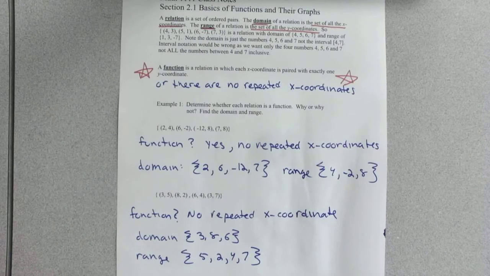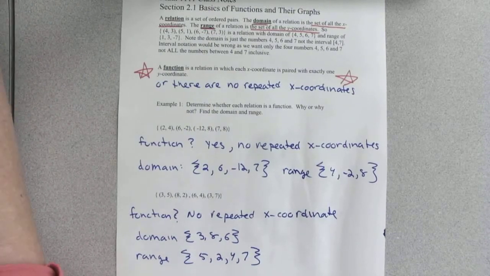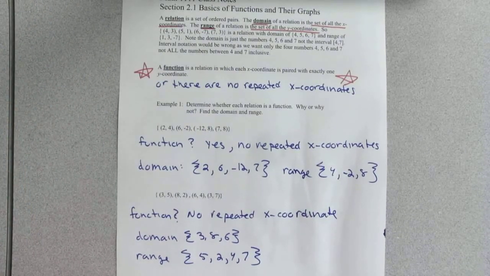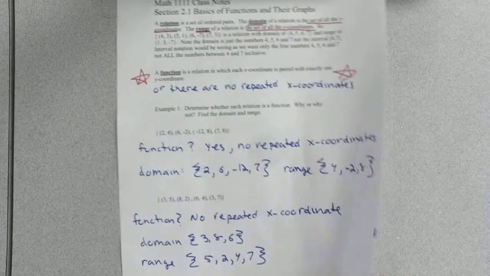But the big things on this first page is functions. One x goes to one y. One x goes in, one y comes out. Each x is paired to a single y. Domain, the set of your x coordinates. Range, the set of your y coordinates. Okay, moving on a little bit.